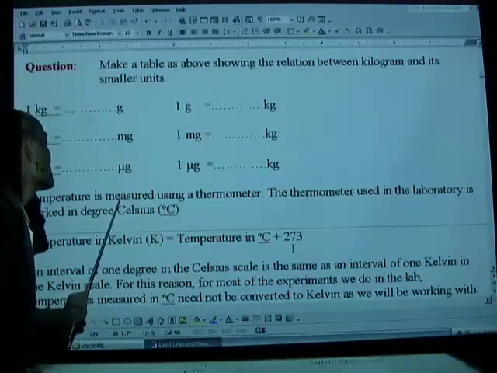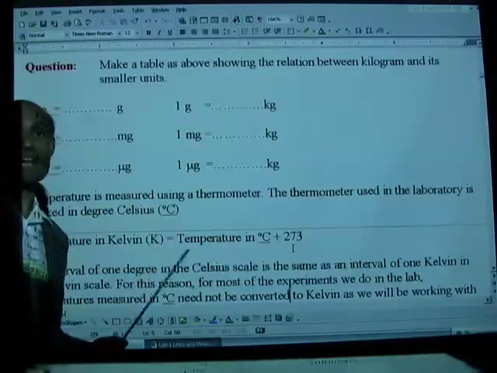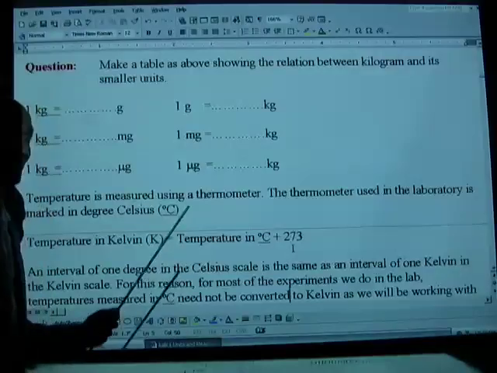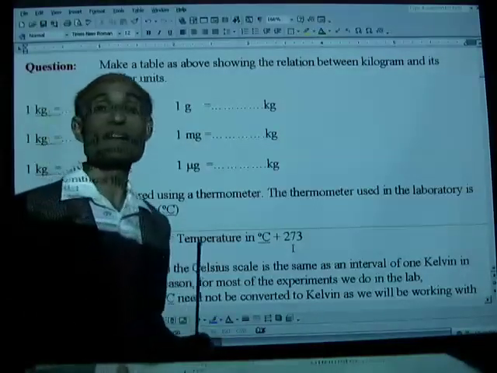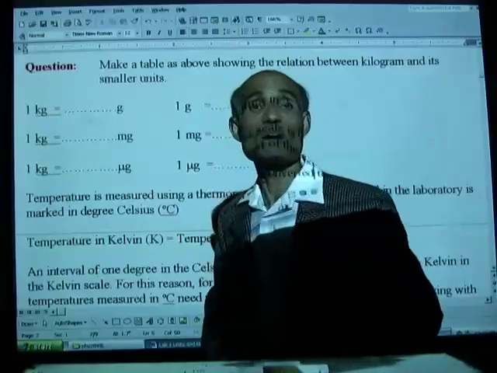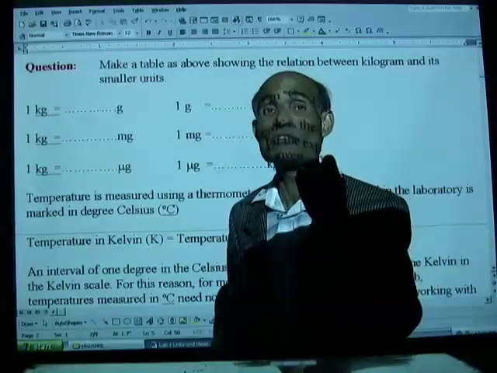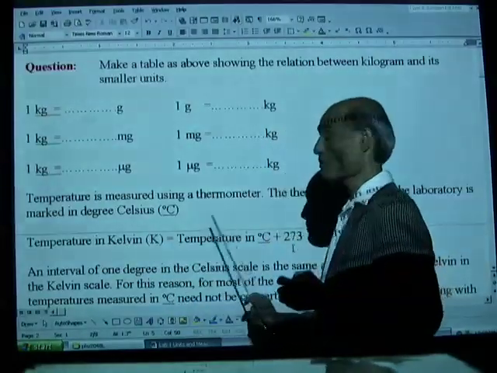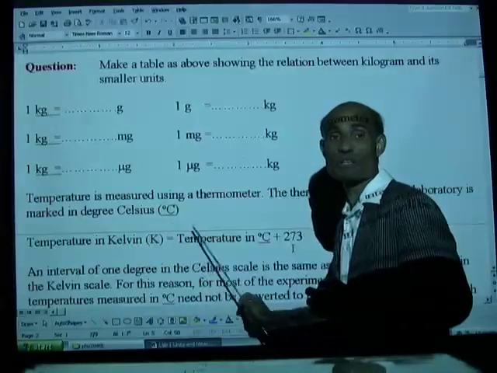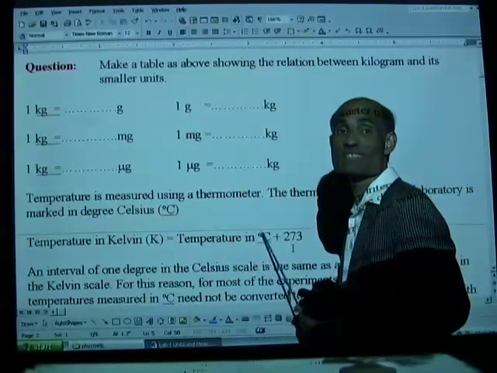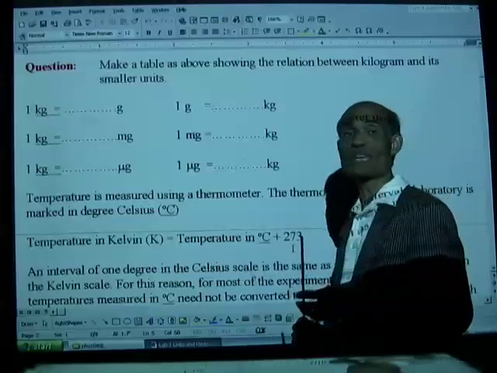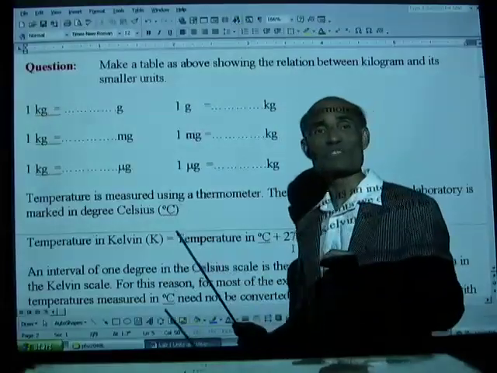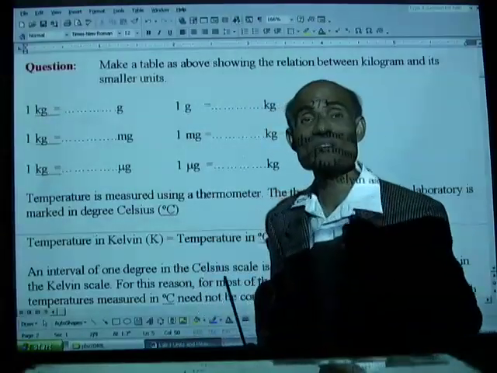We will also be measuring temperature very often in the lab, and we will be measuring temperature in degrees Celsius. And of course, you know that in the system of units that we use, called the MKS, the temperature is measured in Kelvin. And what's the relationship? Temperature in Kelvin is temperature in degrees Celsius plus 273. That means 0 degrees Celsius is the same as 273 Kelvin.